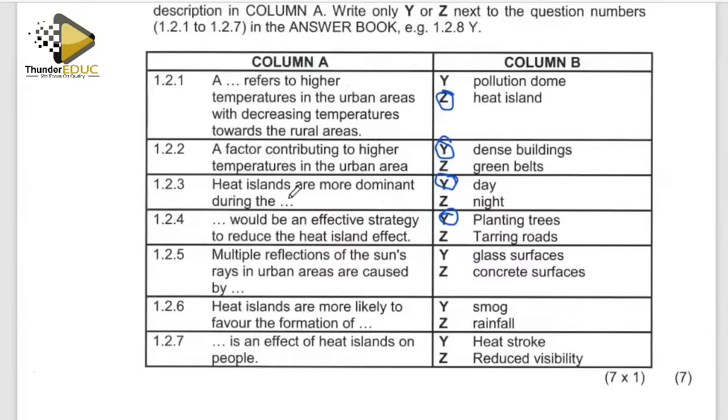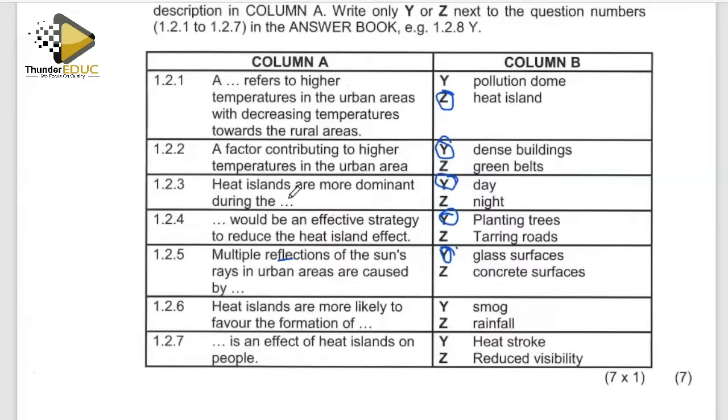Right, moving on to the next question, number 125. It says, multiple reflections of the sun's rays in urban areas are caused by multiple reflections. When we're talking of reflections here, we are worried about shiny surfaces. So the correct response is glass surfaces. Glass being a shiny material, it has a tendency of reflecting the heat. Concrete surfaces, they do absorb, they don't reflect.